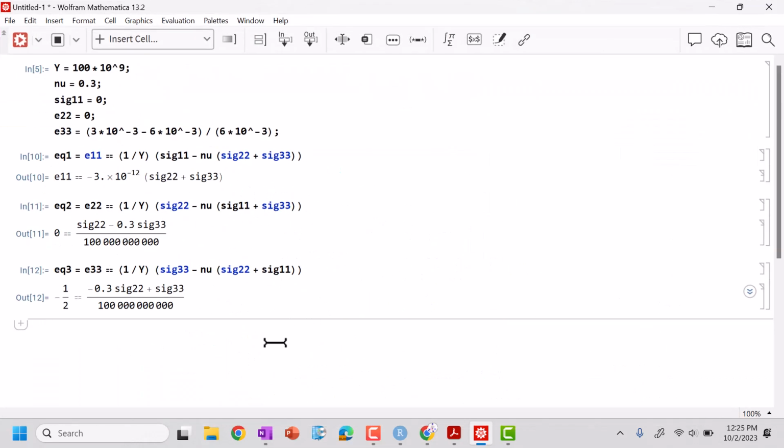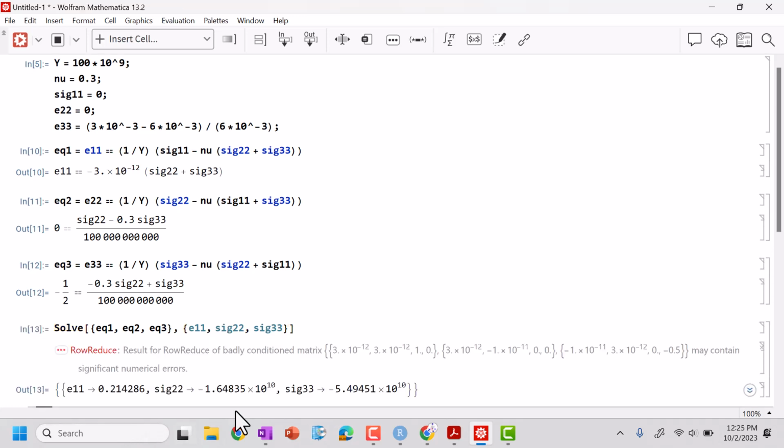I want to solve for my stress and strain tensors quantitatively, so I'm going to solve EQ1, EQ2, EQ3, three equations. I can specify what I want to solve for. So I want to solve for E11, sig22, sig33, or you can try to let Mathematica do it itself. And we get a value. So let's double check our answers.